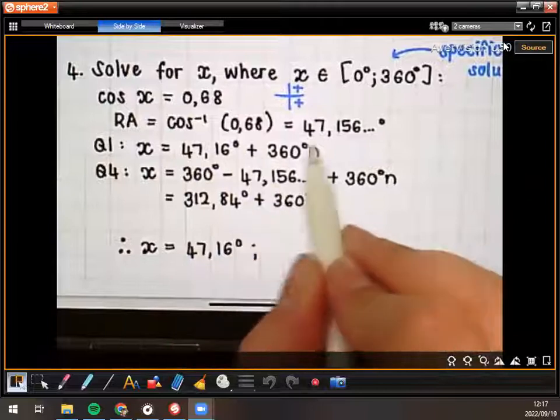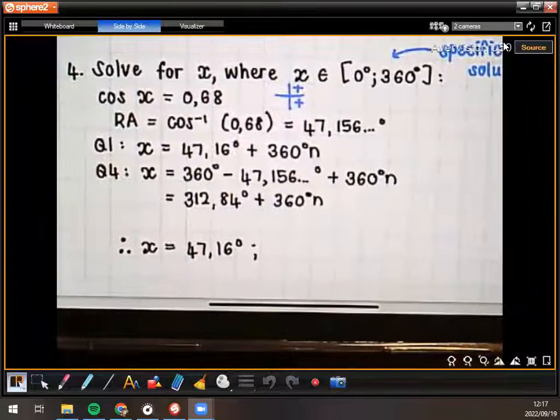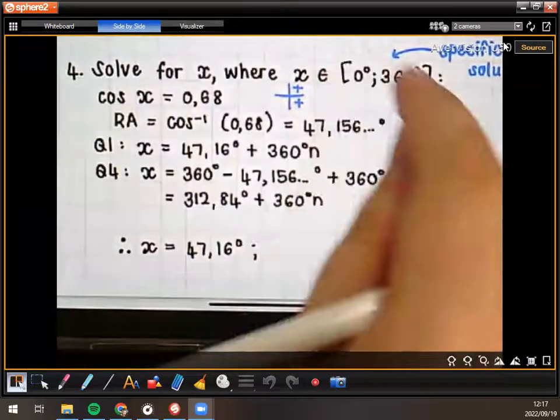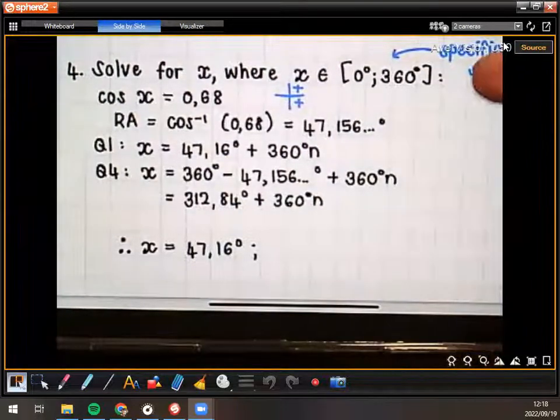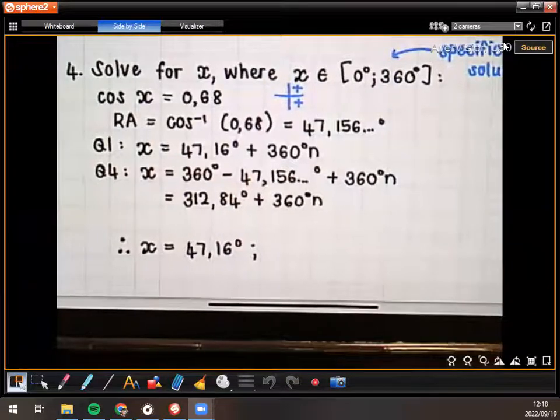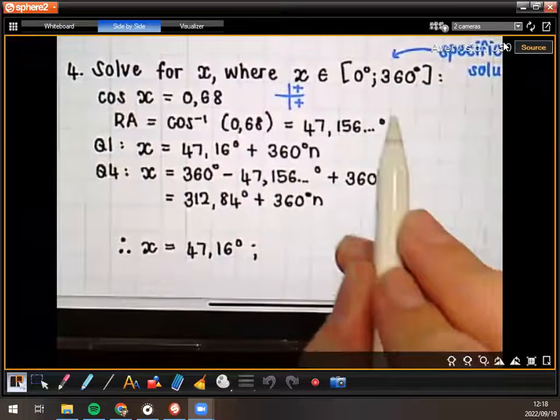So guys, this general solution only actually gave me one specific solution that falls within the interval that they gave. They can change the interval. They can make it like negative 360 to 360. Okay, then you need to keep trying, but we'll do more tomorrow, don't worry.